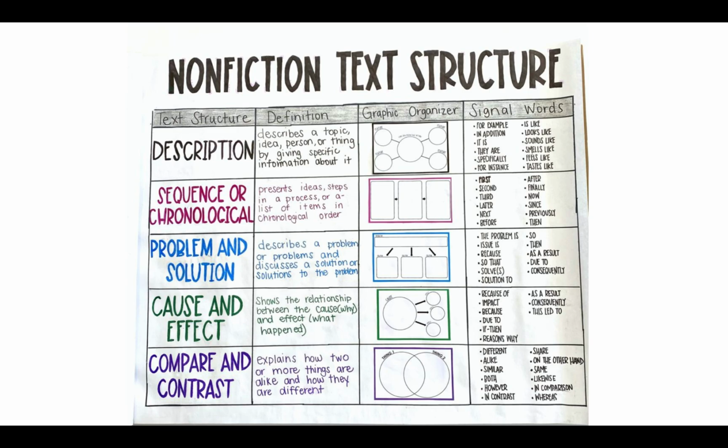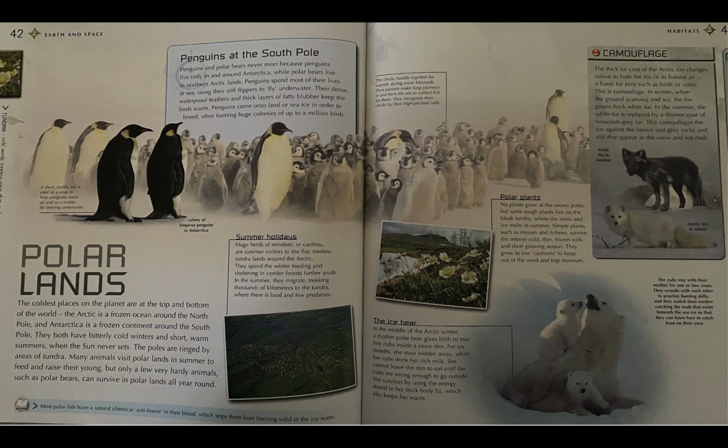So we're going to have a look at this next text and we're going to think about what structure it is and how we know. So we need to use evidence to justify our thinking. So here's our text for today. I've got this page from a text called Earth and Space.